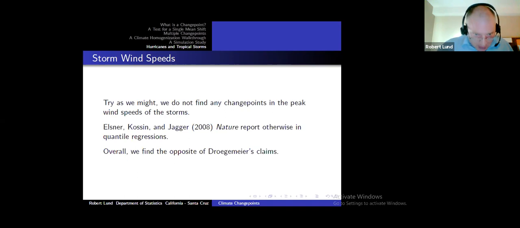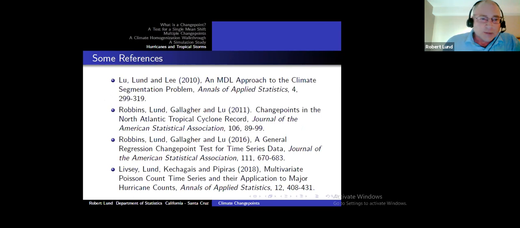I guess the overall conclusion is that we don't find any change points in the peak wind speeds at all, but we are finding that the storm counts are actually going up. So we're finding exactly the opposite of Dr. Ogermeyer's claims. And that's the last bit of science I want to throw at you here.